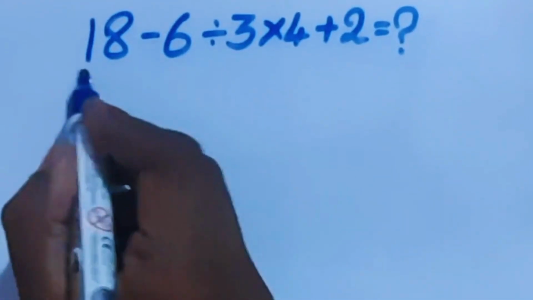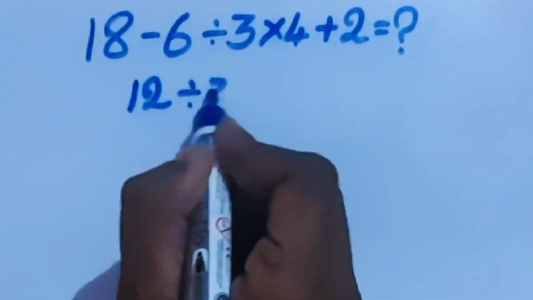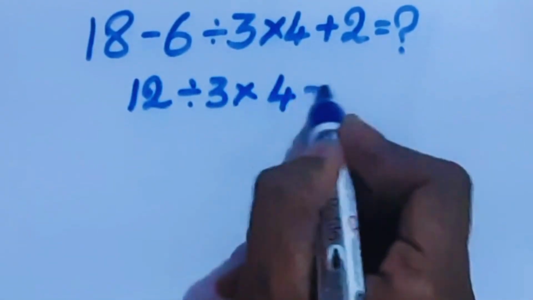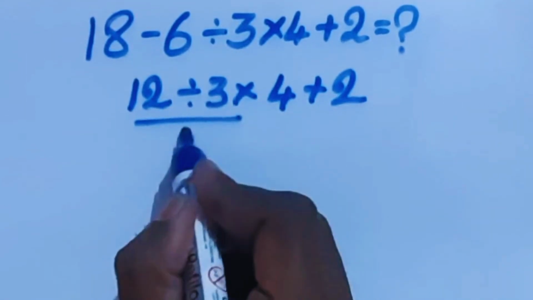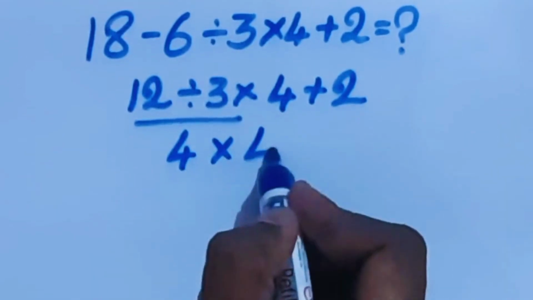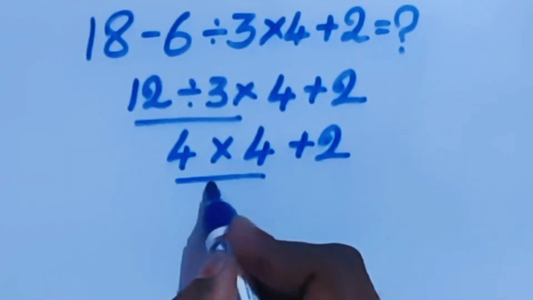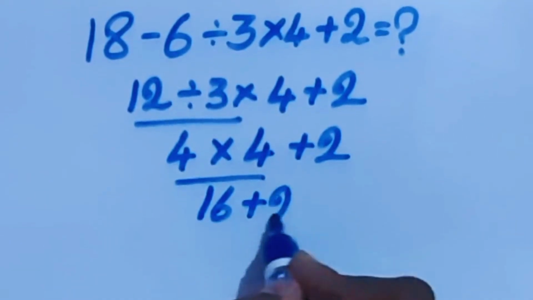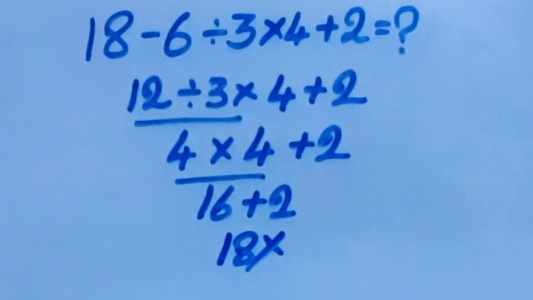Hello guys, here 18 minus 6 is 12 divided by 3 times 4 plus 2. Here 12 divided by 3 is 4, times this 4, plus 2. Here 4 times 4 is 16, plus 2. 16 plus 2 is 18, which is the wrong answer. As per this order of operations, PEMDAS, this 18 is the wrong answer.